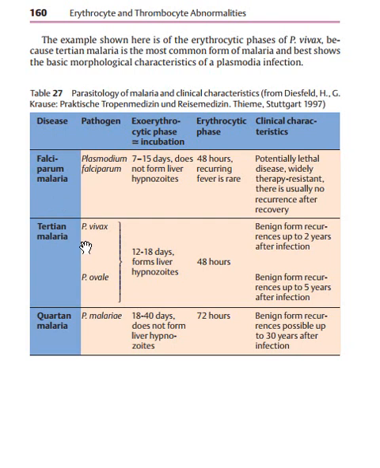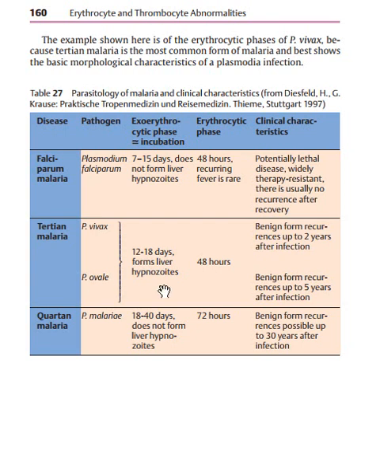Then the next one now is tertian malaria. So tertian malaria can be caused by Plasmodium vivax and Plasmodium ovale. The exoerythrocytic cycle or the incubation period is 12 to 18 days. So this one forms liver hematocyte, and the erythrocytic phase is 48 hours. Now for the first one, which is vivax, it is a benign form, and we have recurrence up to 2 years after infection. So after infection, there is still hematocyte inside your liver. You can have recurrence 2 years after. So in this patient, you have malaria every after 2 years, need to be treated for vivax.